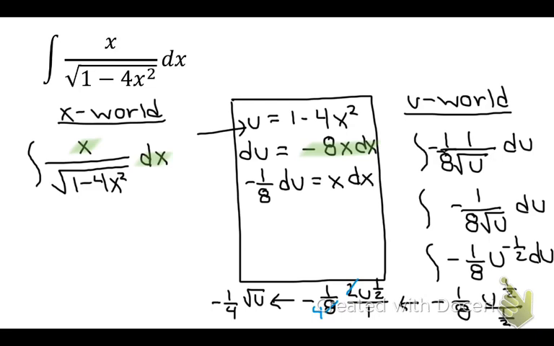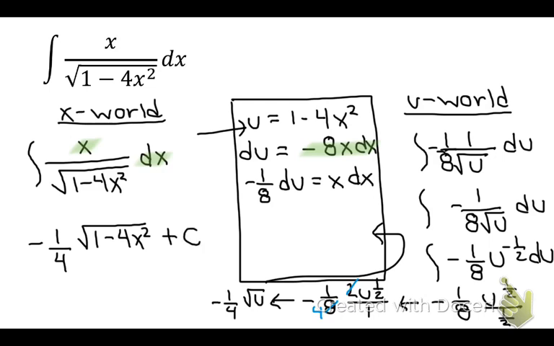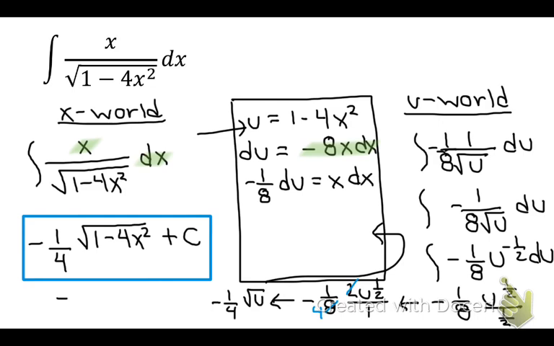Alright, so remember, I'm still in u world, even though I kind of worked my way over, but we've still got to go through this box to get back to x world. So I'm going to have negative 1/4 square root of u, which is going to be the square root of 1 minus 4x squared, and of course we need to remember our plus c. Boom. You could clean that up maybe a little bit. We could write negative square root of 1 minus 4x squared over 4 plus c. I'm happy with either one though. Okay.